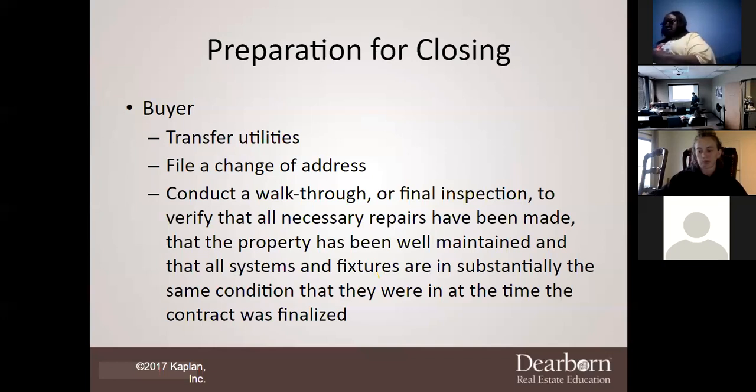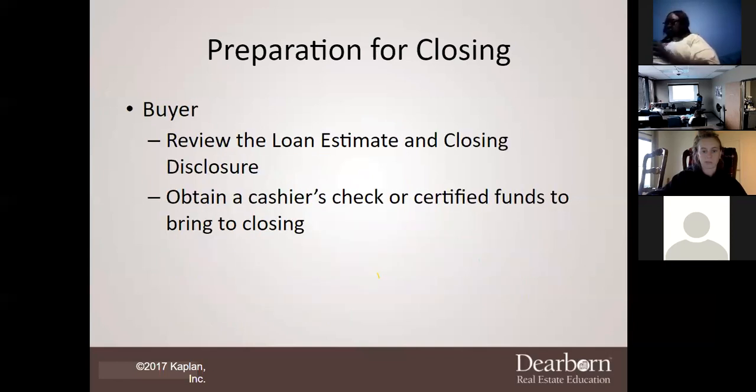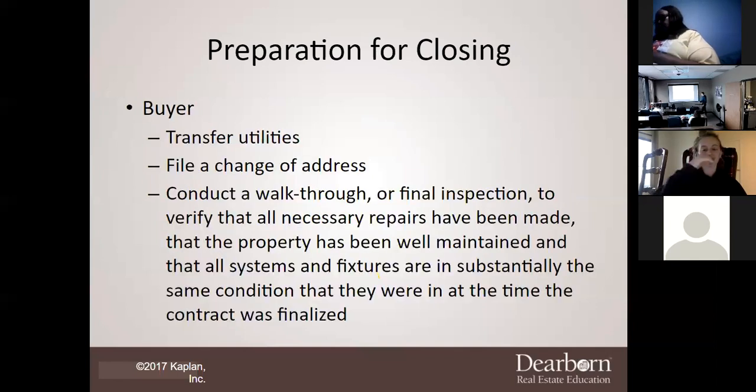You're going to want to conduct a final walkthrough always. Always do that. It just protects your buyer and yourself as well. Just remember, never go to a closing without a final walkthrough. And so that's all happening prior to closing.